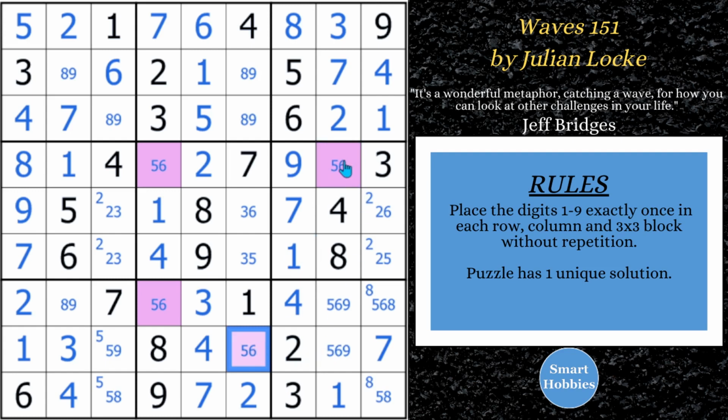So what cell sees both of these where we make eliminations? This one right here. You can eliminate a 5 and a 6 from that spot and solve this for a 9. So let's get rid of the coloring. And let's solve this for a 9. Outstanding. That's a remote pair.